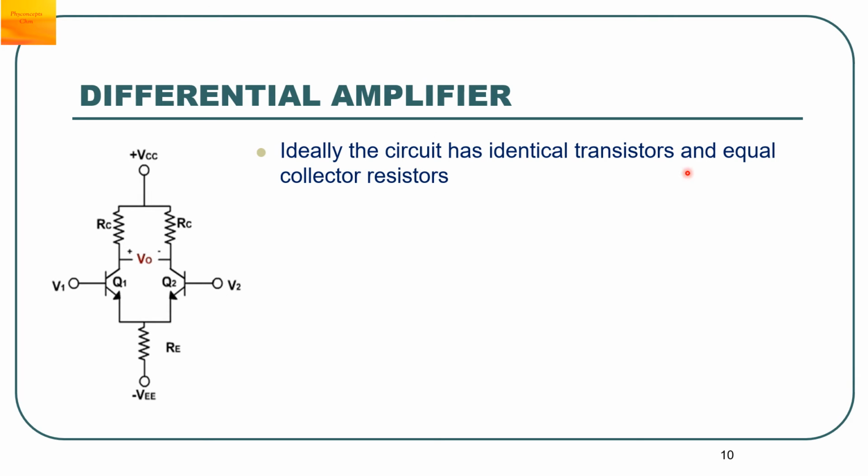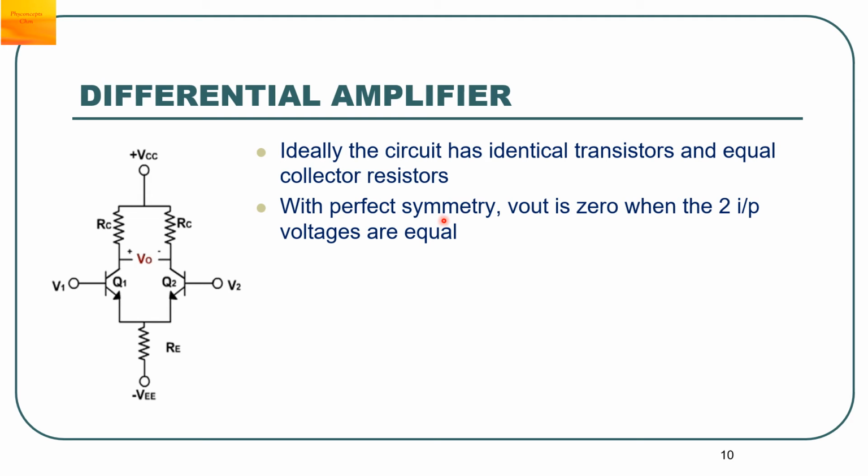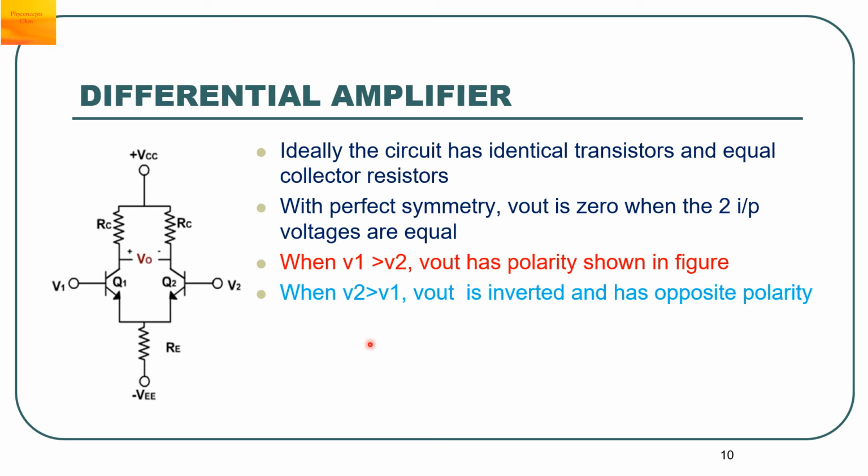Ideally, the circuit has identical transistors and equal collector resistors. With perfect symmetry, Vout is 0 when the two input voltages are equal. When V1 is greater than V2, Vout has a polarity shown in the figure. When V2 is greater than V1, then the Vout is inverted and will have an opposite polarity. So here it will be negative and this is positive.